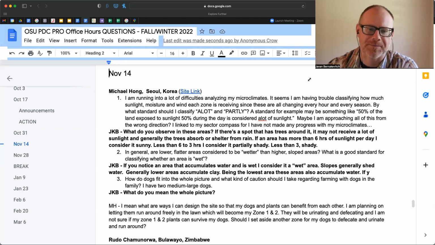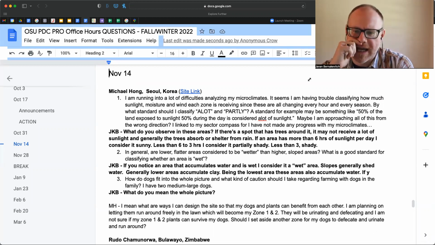There we go. Awesome. So I'm running into a lot of difficulties analyzing my microclimates. It seems I'm having trouble classifying how much sunlight, moisture, and wind each zone is receiving, since all are changing every hour and every season. By what standard should I classify a lot or partly? A standard, for example, may be something like 50% of the land exposed to sunlight 50% of the time during the day is considered a lot of sunlight. Maybe I'm approaching all this from the wrong direction. I link to my sector compass, for I have not made any progress in microclimate.